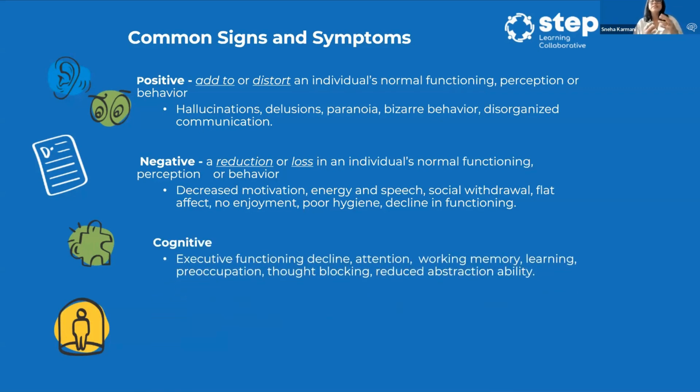Then what we see is cognitive symptoms, which could be a decline in executive functioning, attention, working memory, learning. There could be a significant preoccupation with their symptoms, maybe thought blocking, and a reduced abstraction ability. Mood symptoms are often noted as a part of psychosis or as an add-on to the ongoing psychotic episode. There could be mood fluctuations, anxiety, depression, irritability, suicidal ideation.